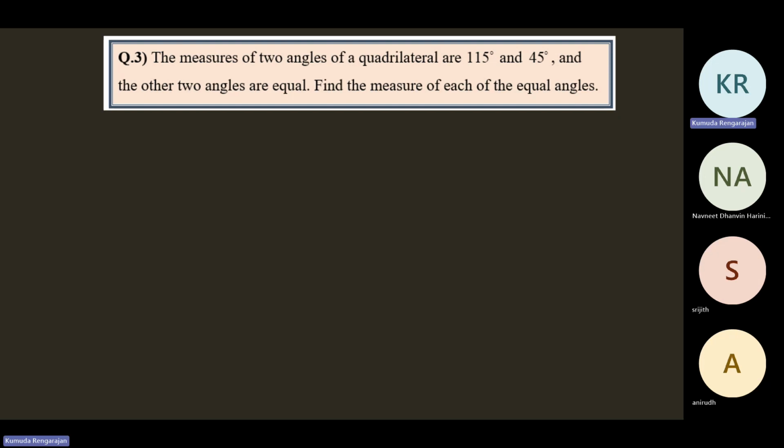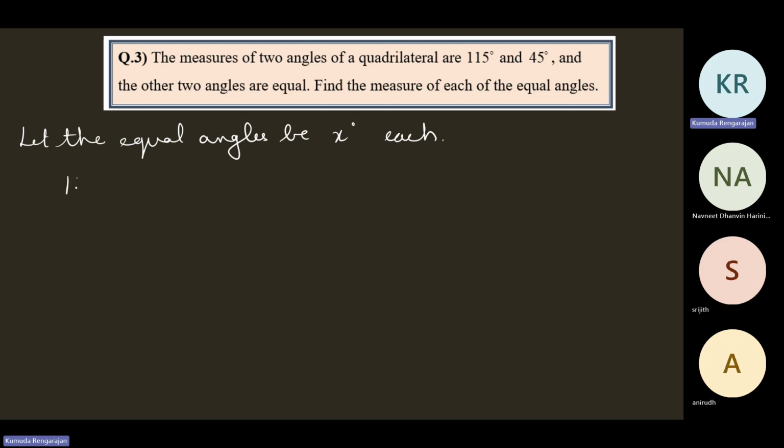How do you work this? Let the equal angles be x degrees each. The measures of 2 angles of a quadrilateral are given to you, 115 degrees and 45 degrees. And the other 2 angles are equal. So let the equal angles be x. Find the measure of each of the equal angles.